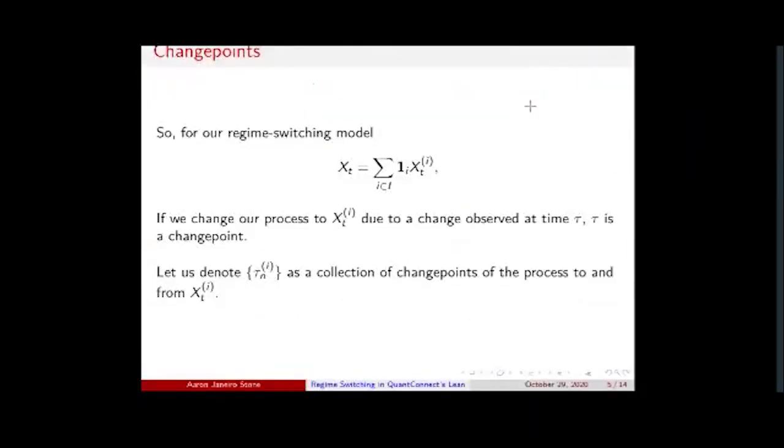Once again, for our regime switching model, we have a formula of this form. From now on, because we're talking about changes in our stochastic process in terms of change points in time, we're going to be looking at a collection of change points, being the times at which our stochastic process changes to one of these submodels, and we're going to denote it as a set of tau, superscripted with this i, because it's switching in particular to submodel i.